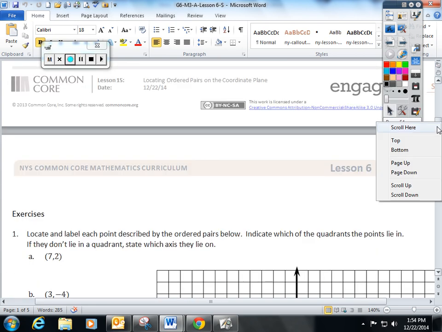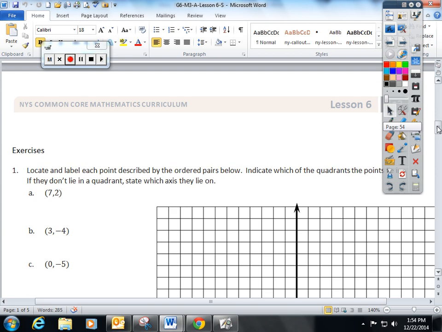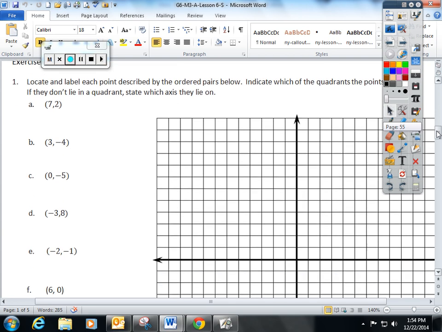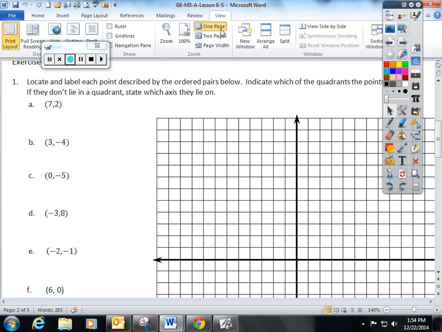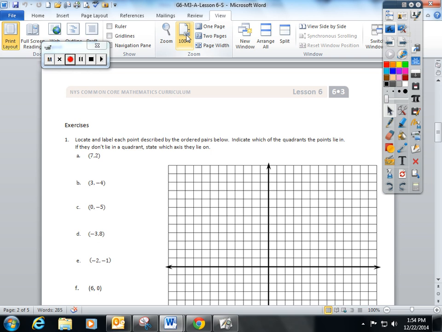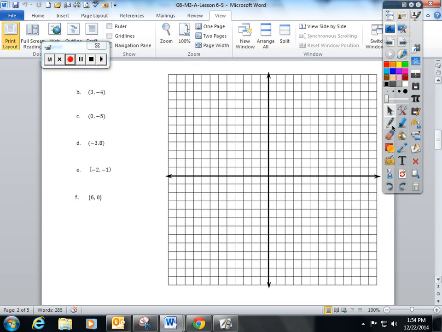Now I'd like to move on to locating and labeling points on the coordinate plane. It asks us to locate and label each point described by the ordered pairs. So let me make my view 1 page here. I'm going to start by labeling the important parts. This is 0, this is x, this is y. Positive 1, 2, 3, 4, 5. Take a minute with me and label your axes. -1, it's good practice to start numbering the lines, which is actually counting the spaces.